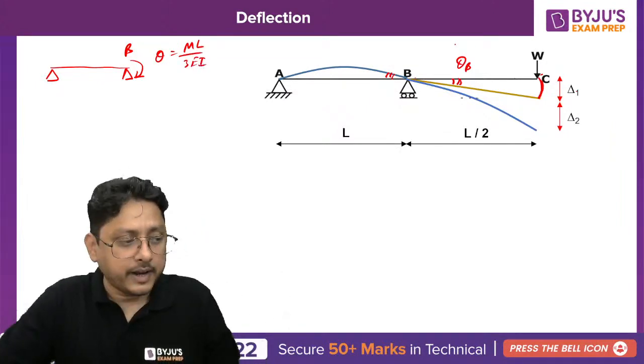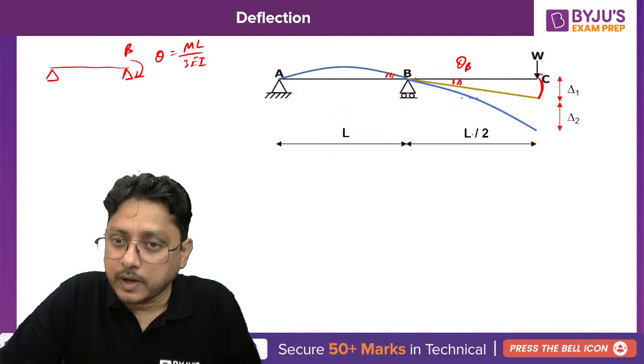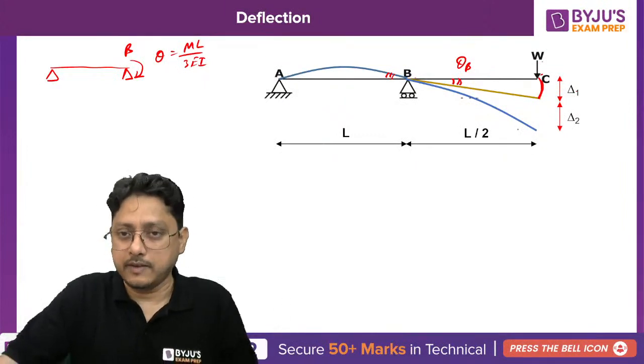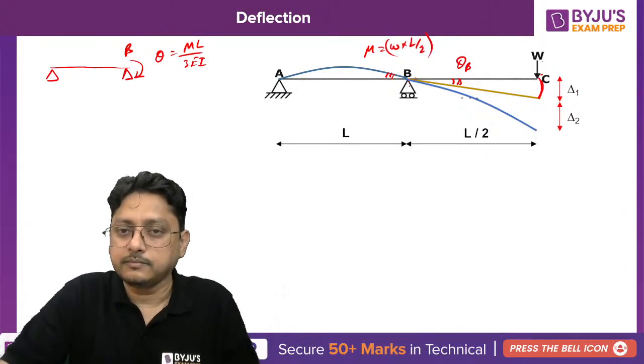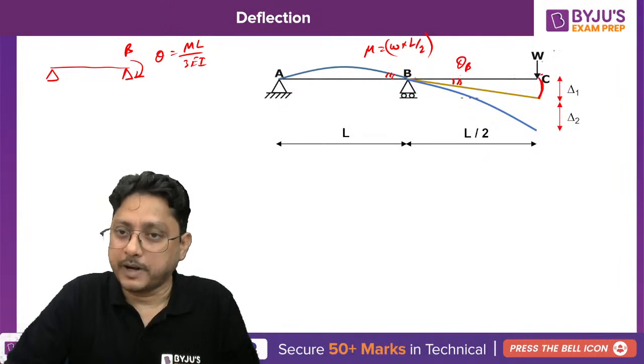Now M you already know. What is the M value? This is simply W into L by 2, isn't it? M is nothing but W into L by 2. So multiply W into L by 2, that is the M value. Due to that, you will get the theta.